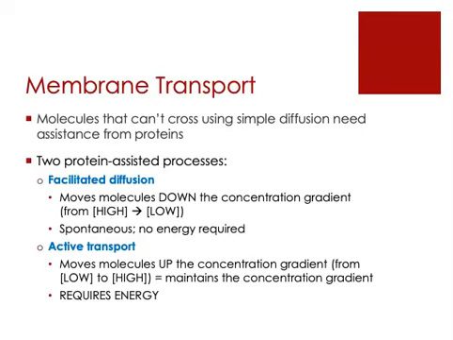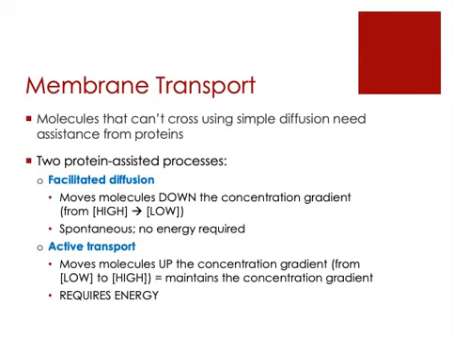Well, that's where the other membrane transport mechanisms come in, and there are two of them that we need to be familiar with. So any molecule that cannot cross a membrane using simple diffusion has to use membrane proteins to get the job done. And there are two protein-assisted processes. The first one is called facilitated diffusion, and the second one is called active transport.